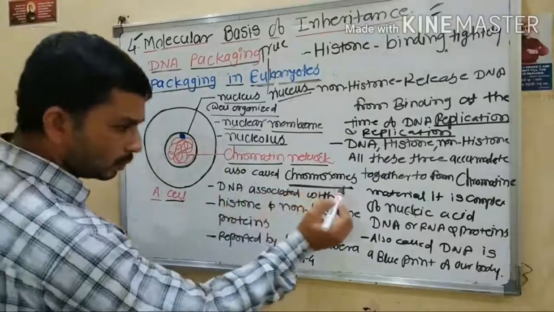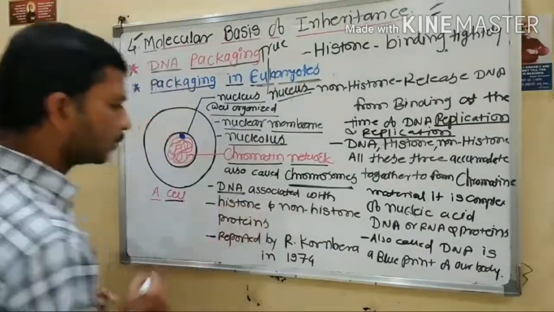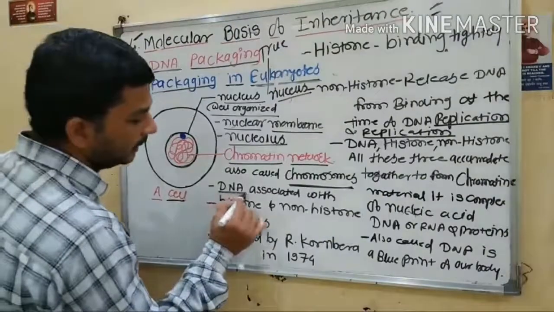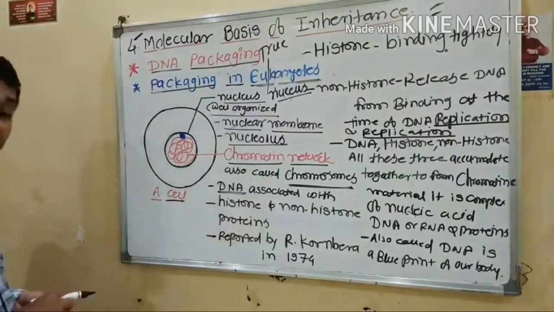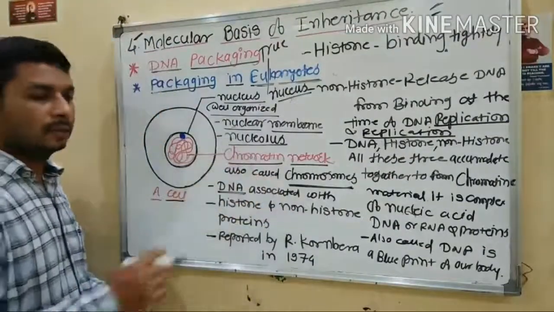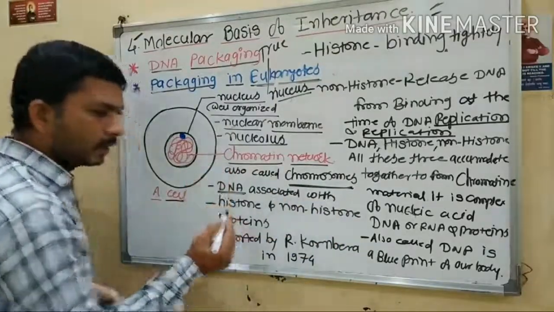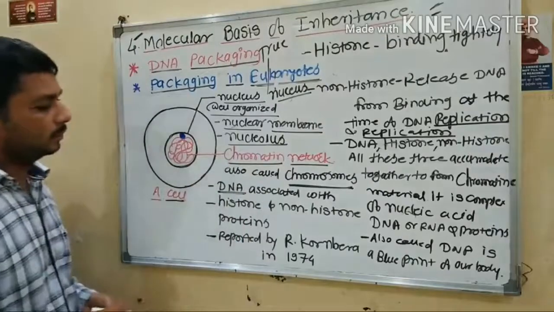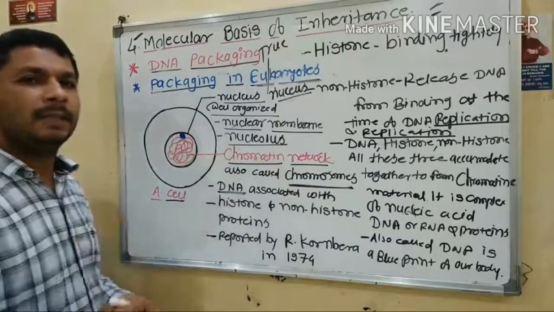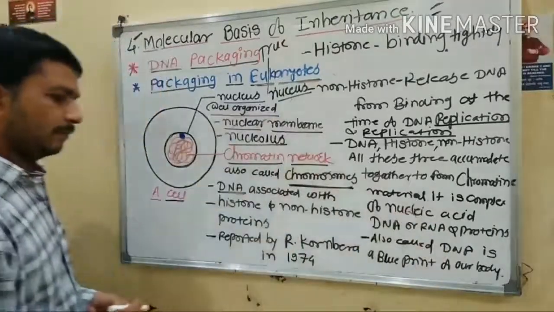Here this chromosome, this chromatin network, we can also call it DNA. What is DNA? DNA is also genetic material. The chromatin network or chromosome, we also call it genetic material. This DNA we can also call genetic material. Then what is genetic material? Genetic material is that material which transfers genetic information from generation to next generation.